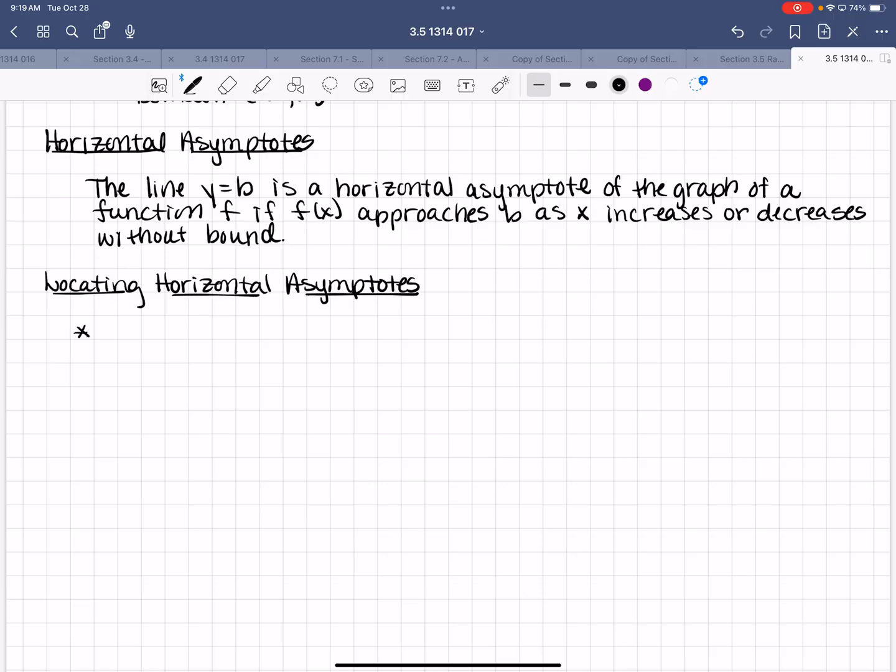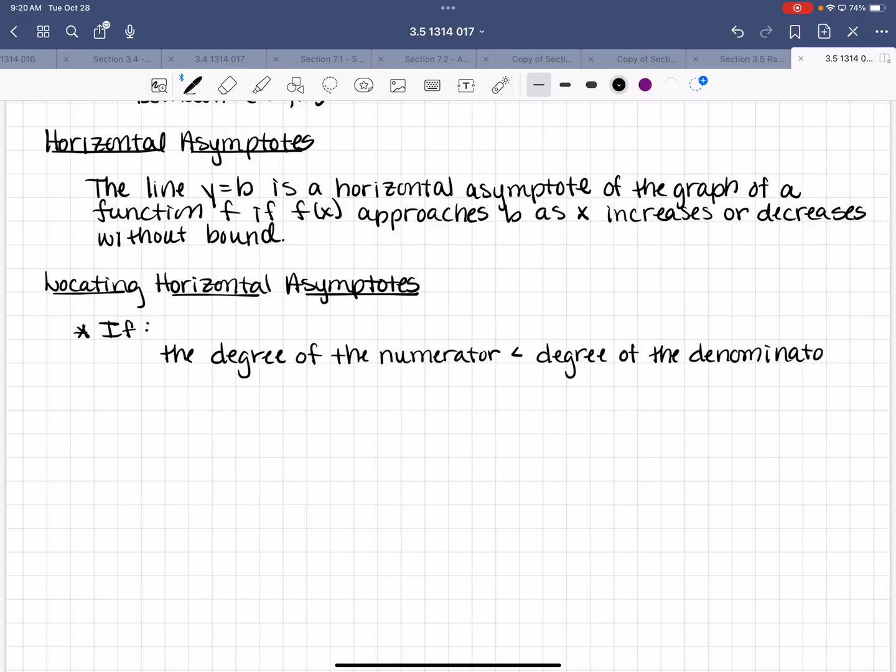Okay, there's 3 cases here. If the degree of the numerator is less than the degree of the denominator, a horizontal asymptote exists at y equals 0. Okay?